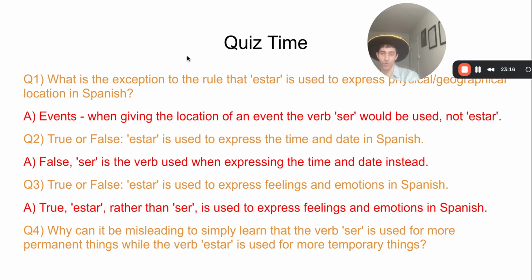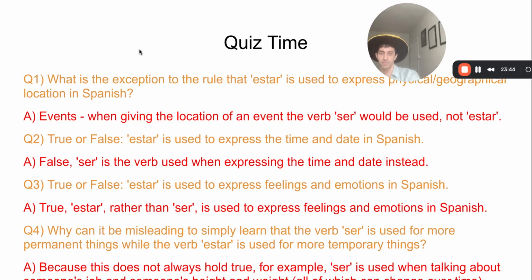And question number four, why could it be misleading to simply learn that the verb ser is used for more permanent things, whereas the verb estar is used for more temporary things? Because this is the way that many students, arguably most students, will revise and memorize the verbs estar and ser. Okay, give you a few more seconds to think through this. Okay, now I'll show you the answer.